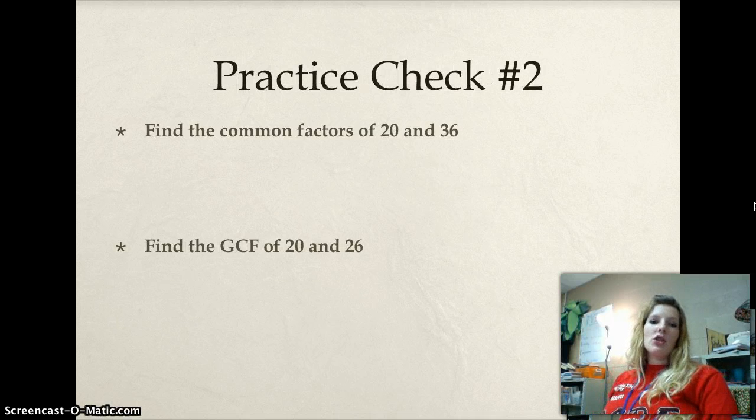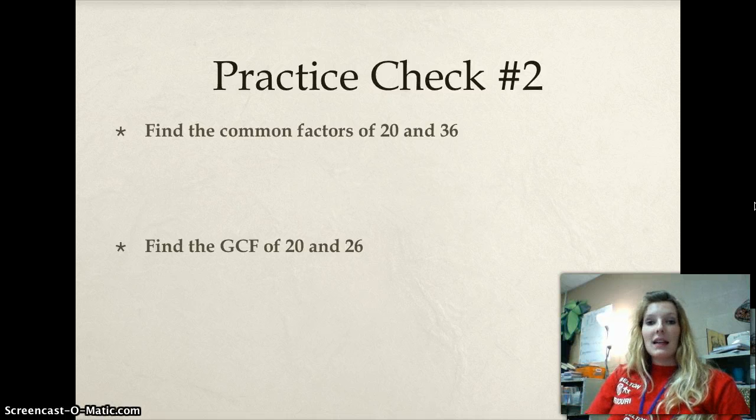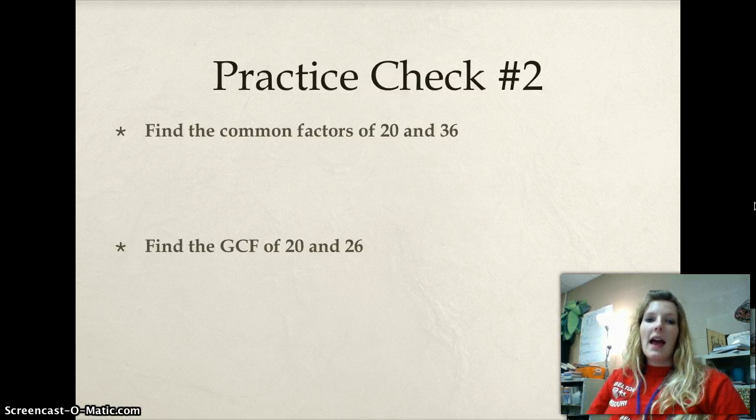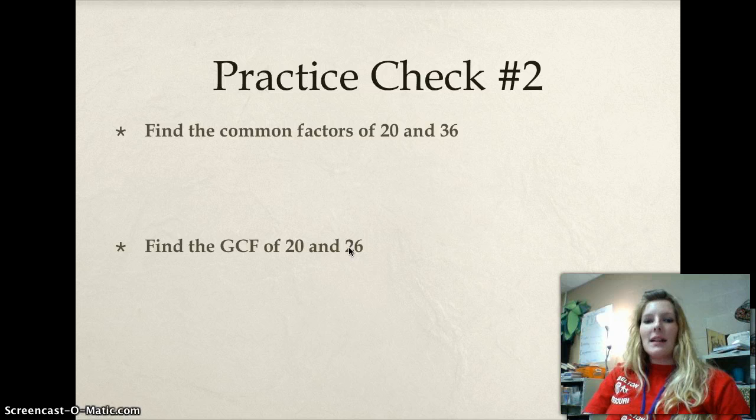Practice check number 2. Find the common factors of 20 and 36. And after you find that step, find the GCF of 20 and 36, not 26. Don't do 26, do 36. Pause the video while you work this out, please.